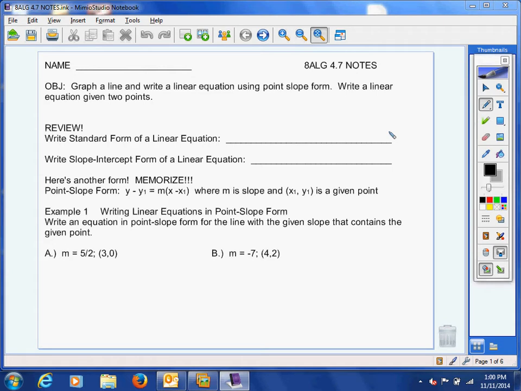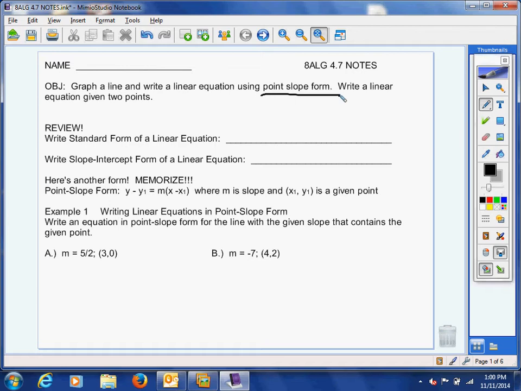This is our big chapter on linear functions, and we're in the 7th section. Today's objective is we're going to graph a line and write a linear equation using another form of a line called point-slope form. So we're going to be learning that, we're going to memorize that, and then we're going to write linear equations when we're just given 2 points and see that process behind it.